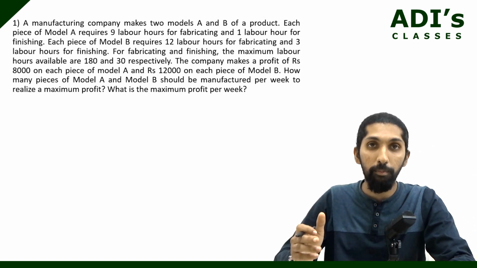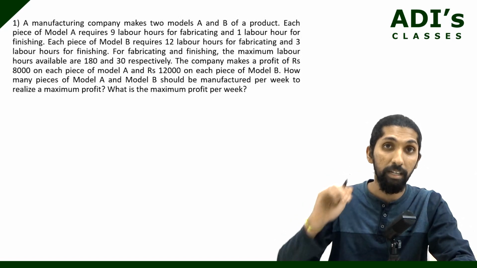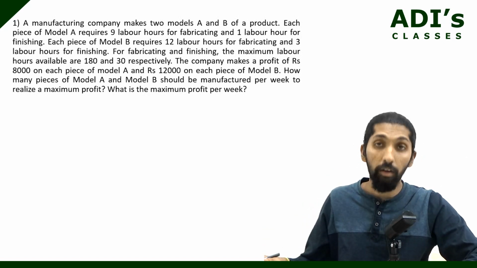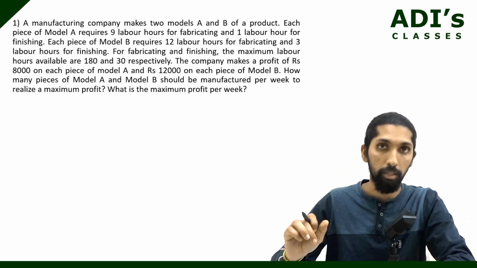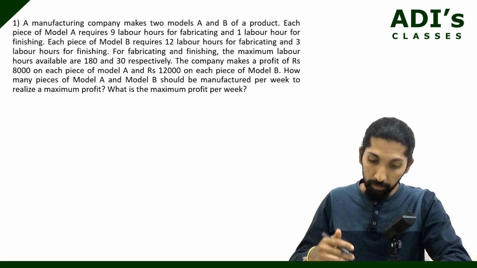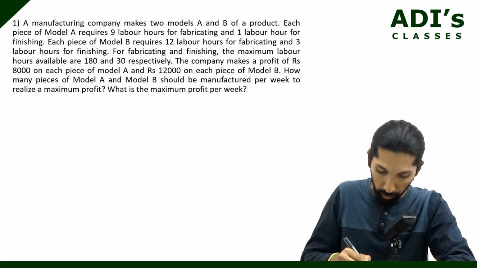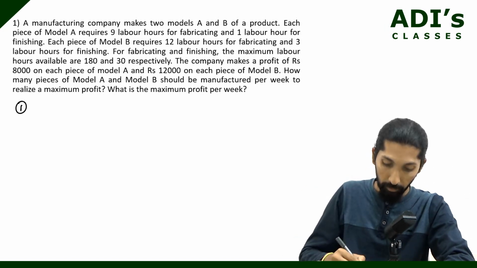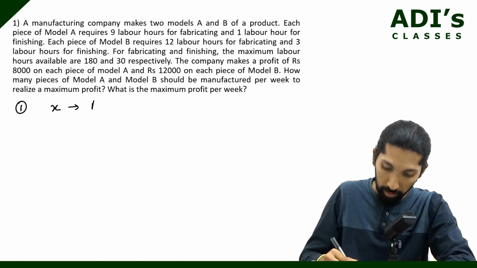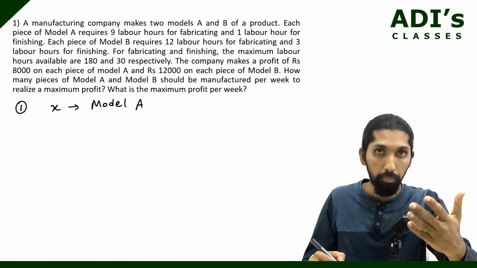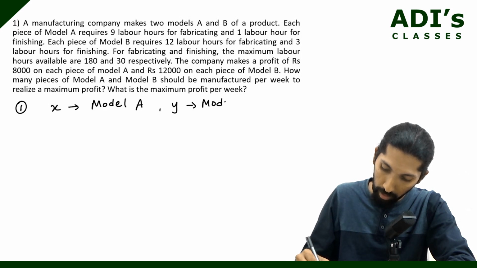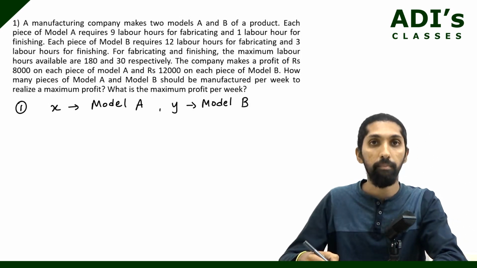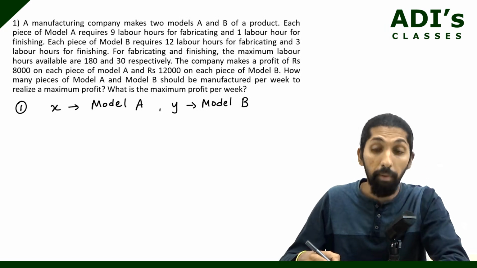There's a lot of information in this one, correct? You need to segregate it properly. Let's start with the very basic part, that is, what we need to pick. We'll look into that. Now here there are two models, correct? So first, let x be the number of items of model A, the product, and y from model B.